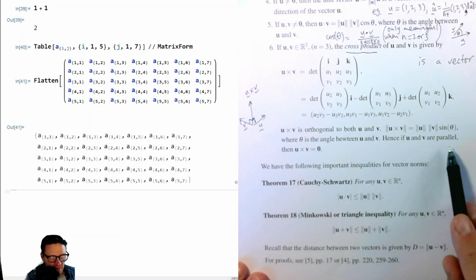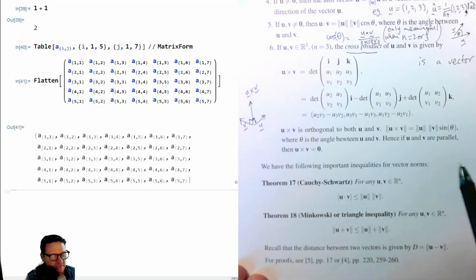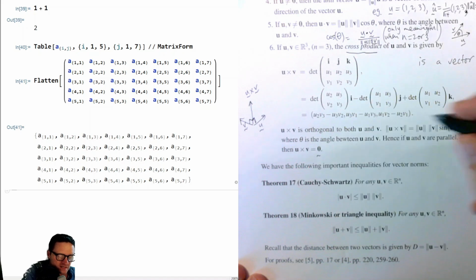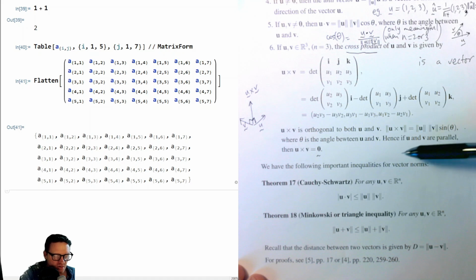So if u and v are parallel, then the cross product is the 0 vector. Okay, so you do get that nice property of this. Because this is a sine here rather than cos, if you have sine of 0, that's equal to 0, right? So if u and v are parallel vectors, the cross product of u and v is equal to the 0 vector.